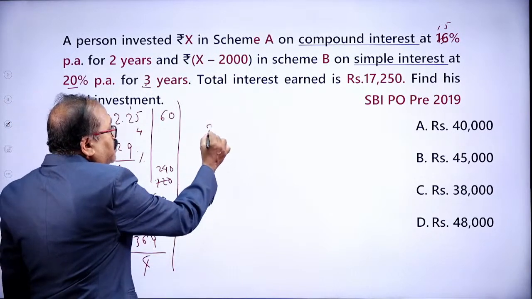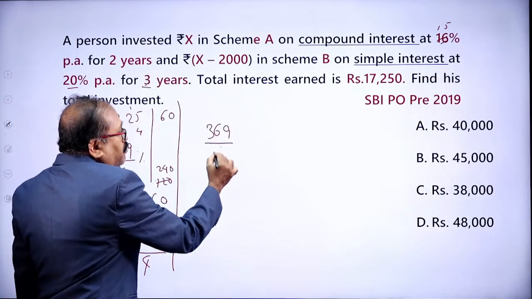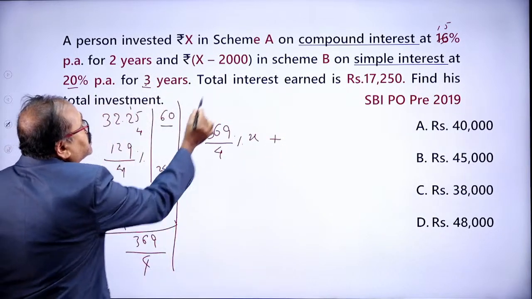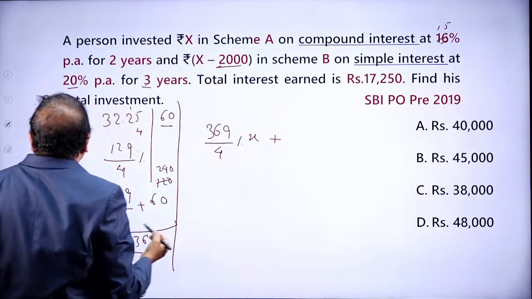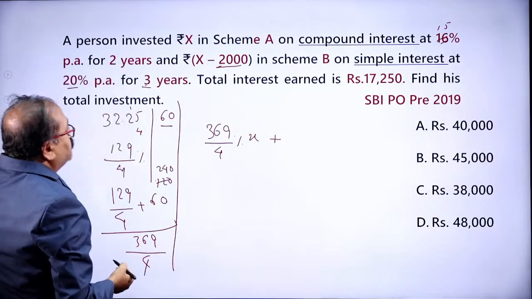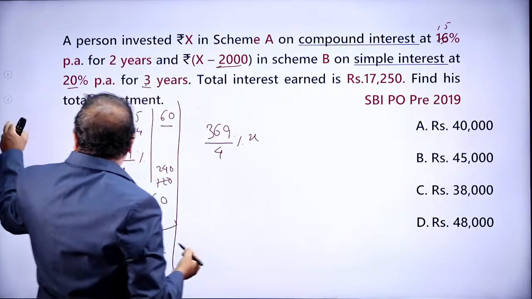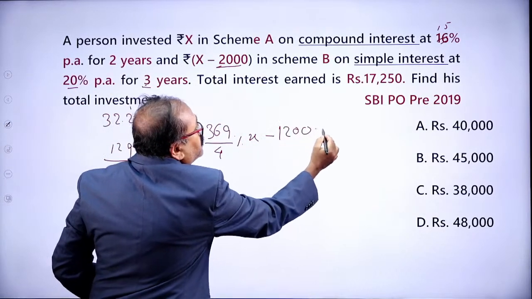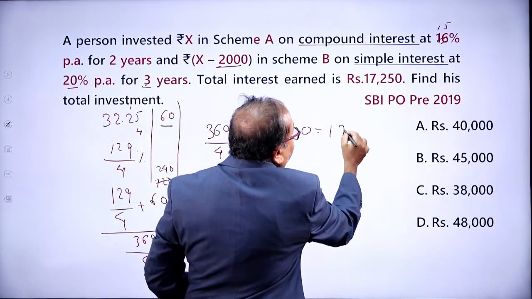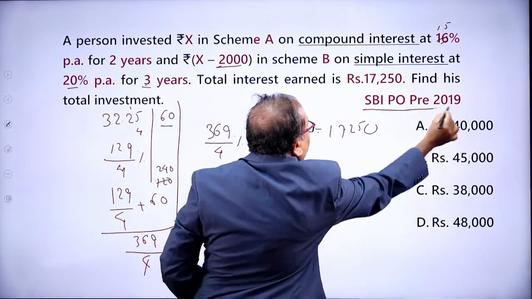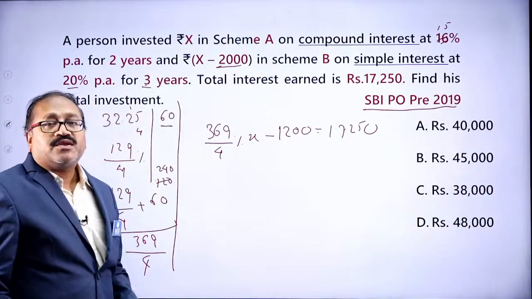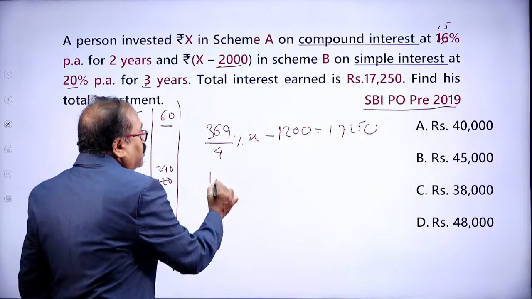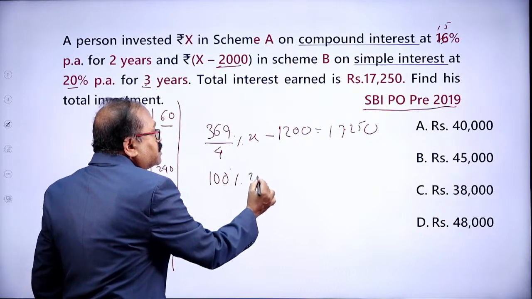So 369 by 4% of x, plus this 60% minus 60% of 2000. Let's take this as minus 1200, and which is given to you as 17,250. This is an SBI PO prelim question. Now you need to get the 100% of x. Now look at this.